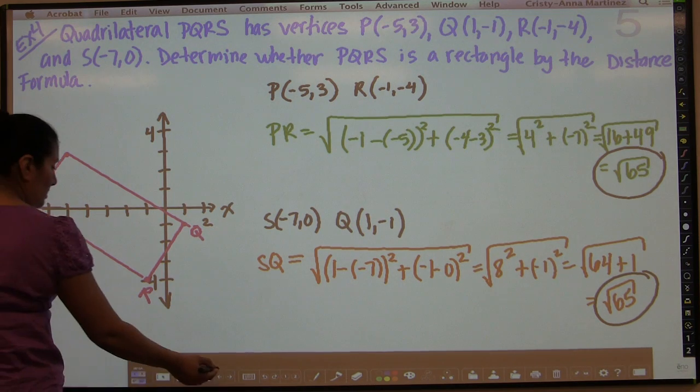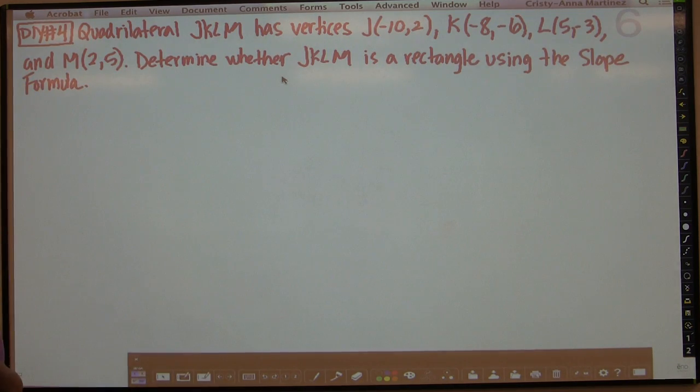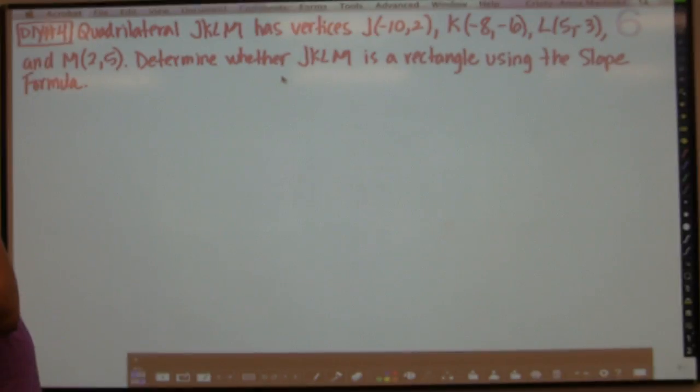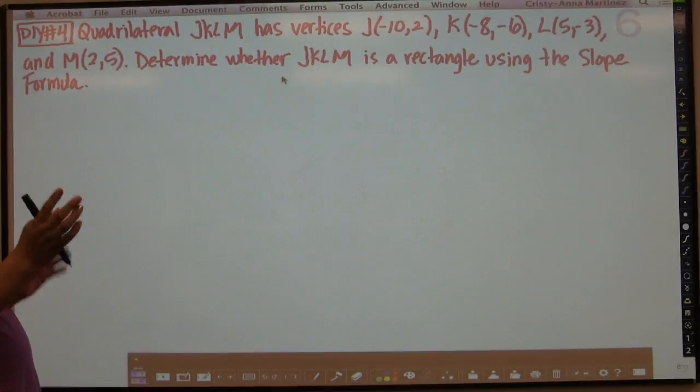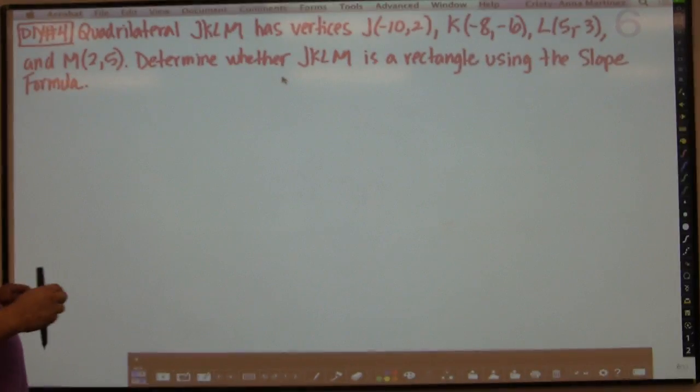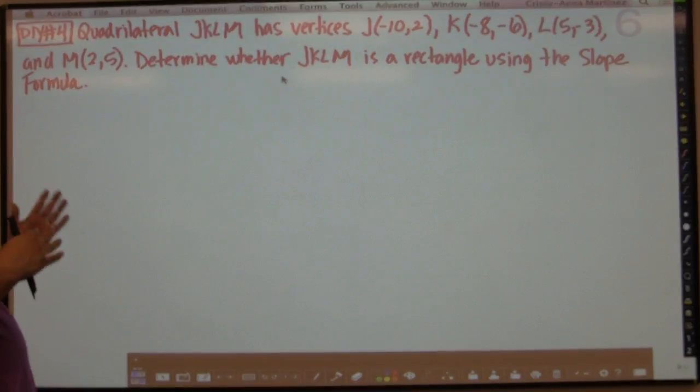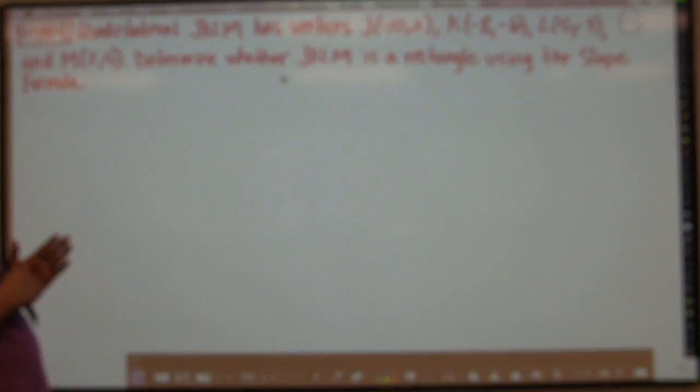So now we're going to ask you to do this example where you want to find the slope of all 4 sides, and you want to compare that the opposite sides are parallel, but you also want to compare that adjacent sides are forming 90-degree angles. There should be 4 90-degree angles there.